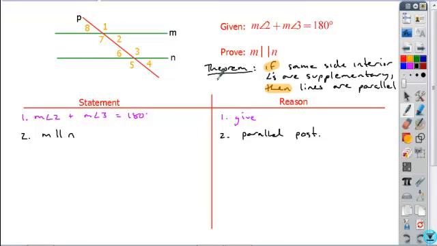And just like with the vertical angle theorem, we have an abbreviation for this. Our abbreviation is based on same side interior angles, so we will refer to this as SSI. If we ever want to use this in a proof, which you'll see we'll do here in just a moment, we can simply call it SSI, and that will allow us to justify statements in a proof.